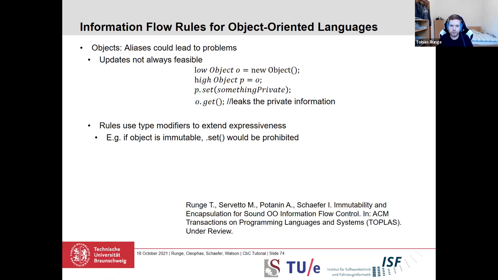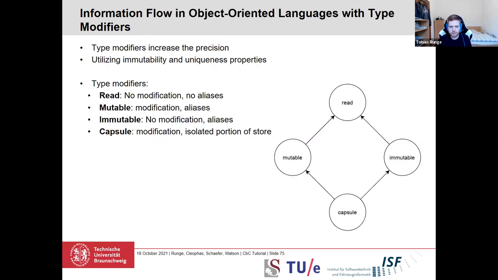So for example, if this object O were immutable, you could not change it, and you wouldn't have this leak in the first place. The set operation in this third line wouldn't be allowed when the object is immutable. We also have a read modifier, which is the most restrictive one: the object cannot even be modified and there are no aliases to that object.